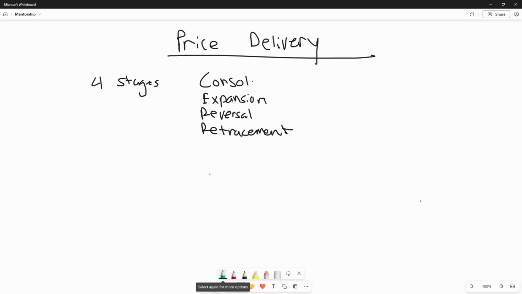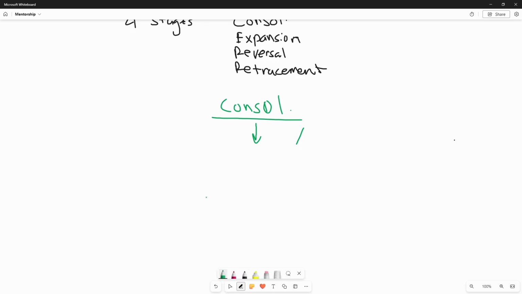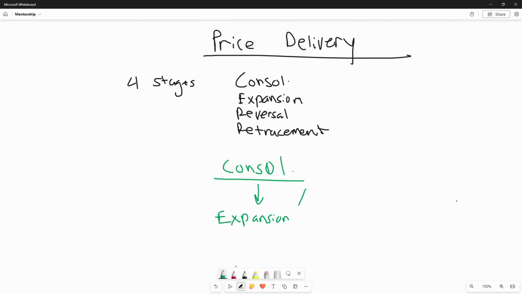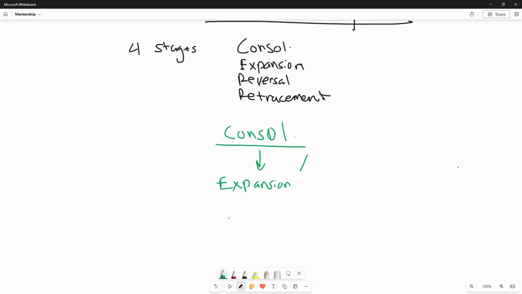So first, everything starts with consolidation. Okay. Then from consolidation, let me move this down. There we go. Then moving past that, you have expansion. So this is the only thing that it can go to from consolidation. It always goes to expansion. By the way, excuse the perfect handwriting here. I'm using my mouse. Then from expansion, you have 2 options.